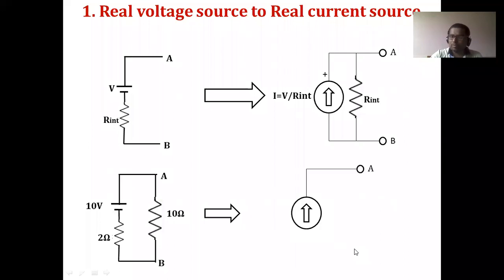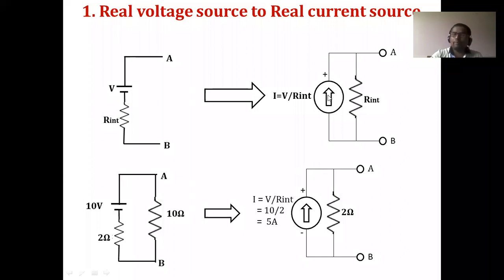This is the positive terminal of the source. Call it point B. Now this is the internal resistance. What is the internal resistance of the current source? The internal resistance of the current source is 2 ohm. So what is the value of the current source?